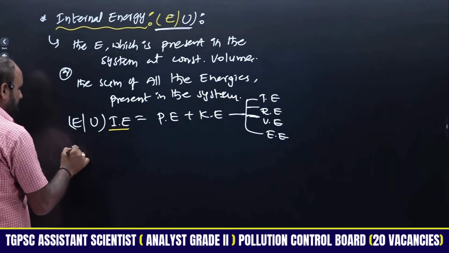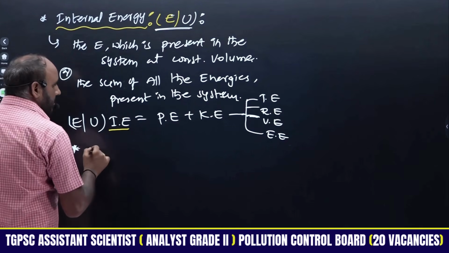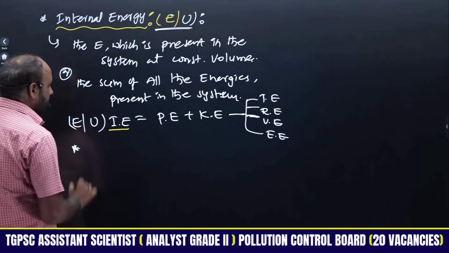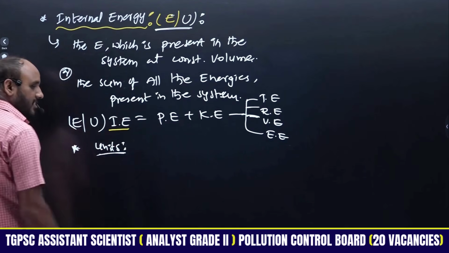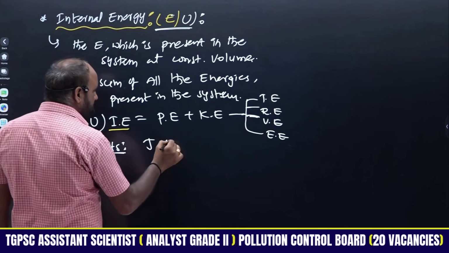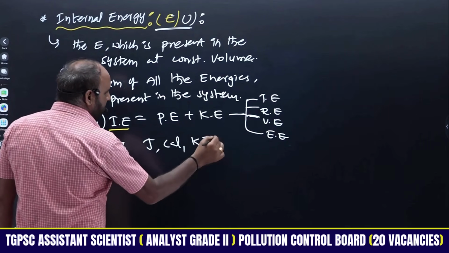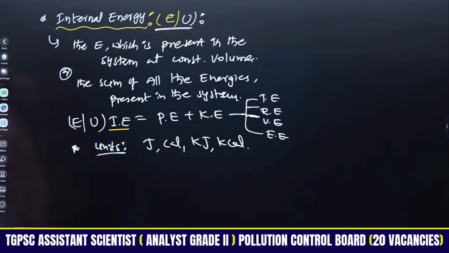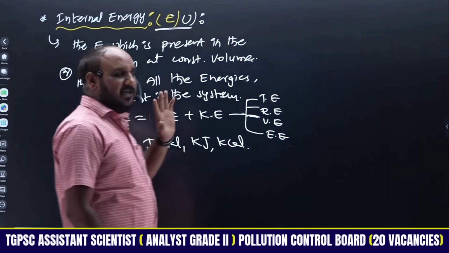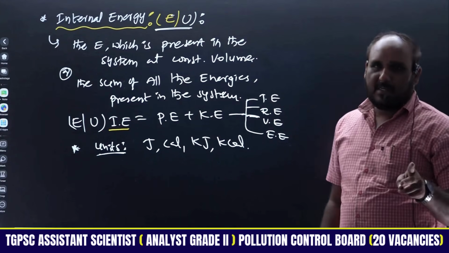See here, these are the units of energy. As we discussed, energy units are joules, calories, then kilojoules, then kilocalories, etc. These are the units. These are all forms of energies. Energy units are the same, but unit conversions must be remembered, right?